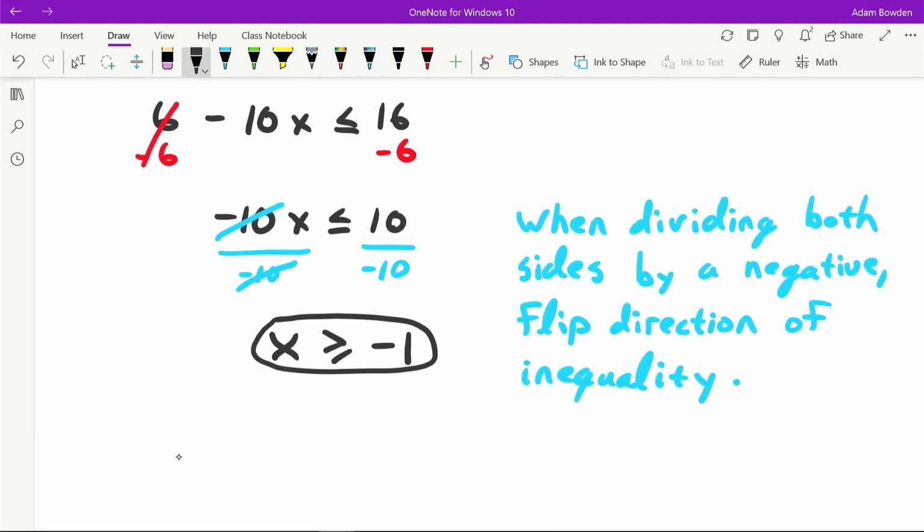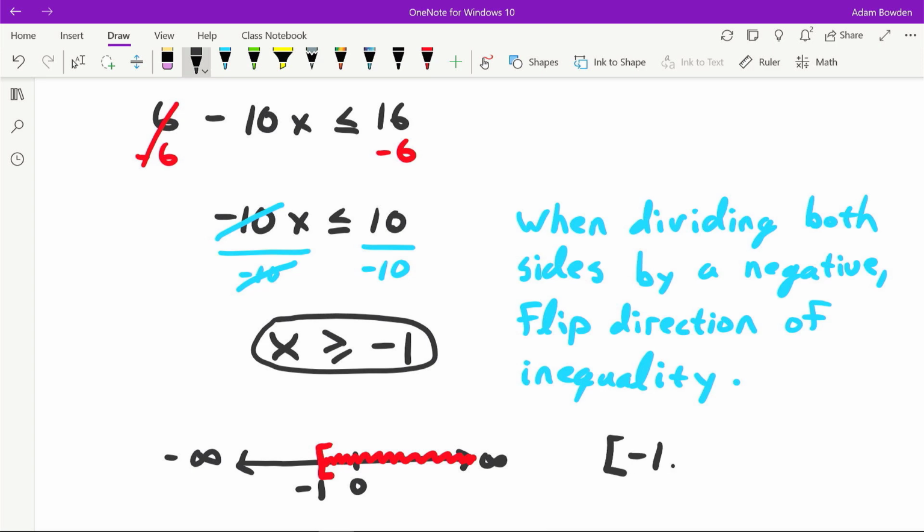Now, to follow up with this, I'm going to take the inequality and show that on a number line to show what it will look like. Here again, we're going to use a bracket located at the number -1, opening toward the right, toward the greater than direction, toward positive infinity. Interval notation would go bracket -1, comma infinity, close parenthesis.